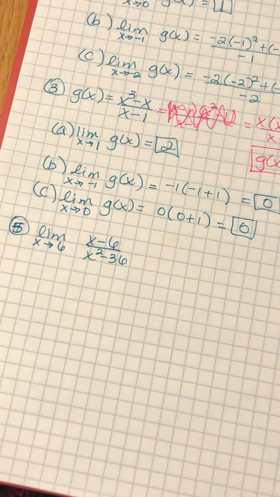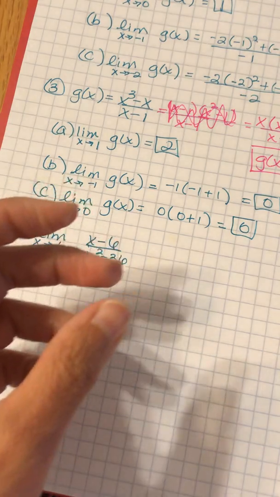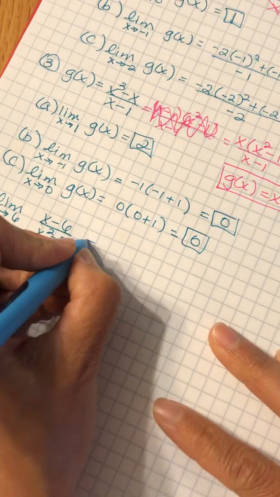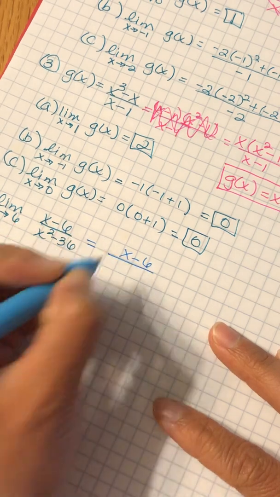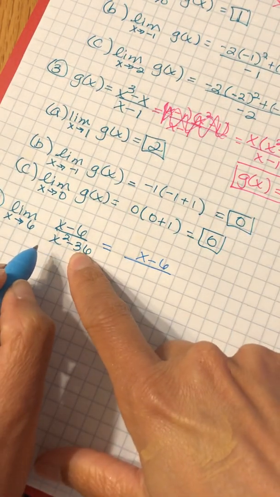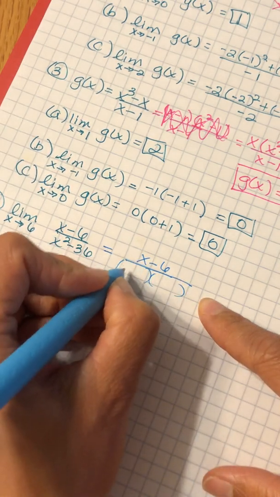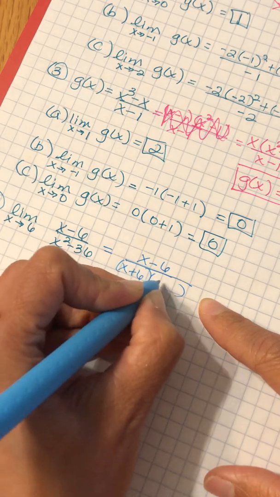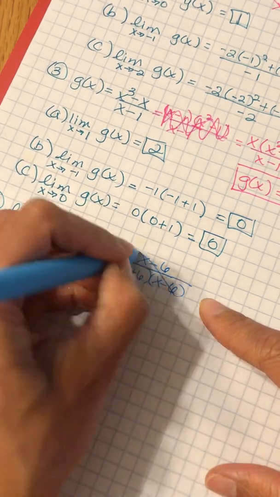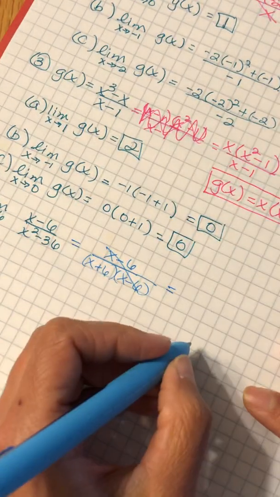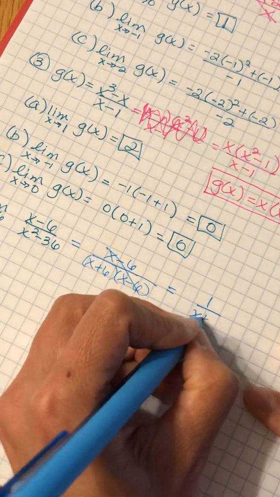All right, so for this one, number 5, I want to factor that denominator. It is a difference of 2 perfect squares. So let's switch to blue. Can't really factor anything out of the numerator, but the denominator is a difference of squares, like I said. So this is going to factor down to 2 binomial factors, x plus 6, x minus 6. And then we see that these cancel, and we get 1 over x plus 6.